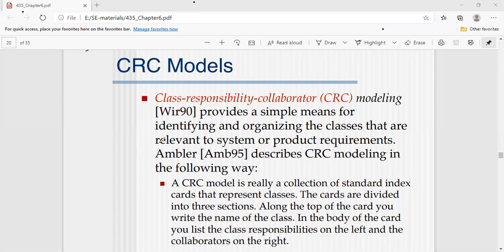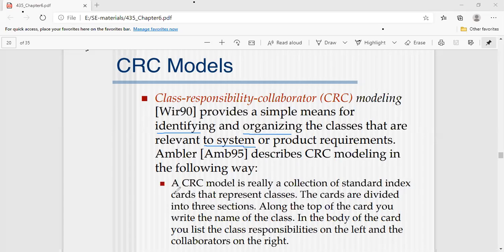These CRC models are used for identifying and organizing the classes in a particular project. Which classes are relevant to our system or project? Identification of those classes and organizing, which means placing or using those classes in our project. This is the main goal of Class Responsibility Collaborators.